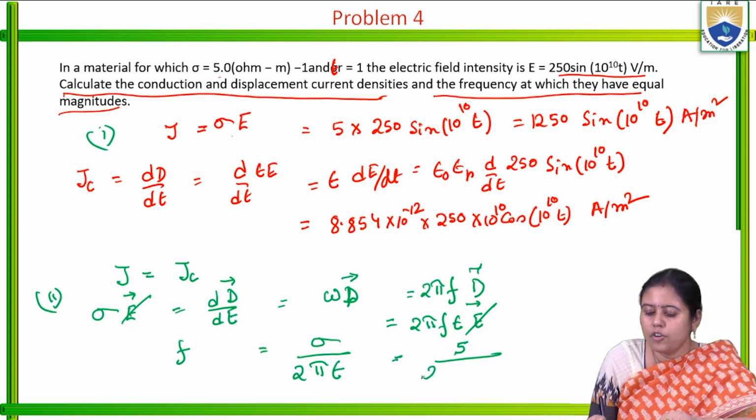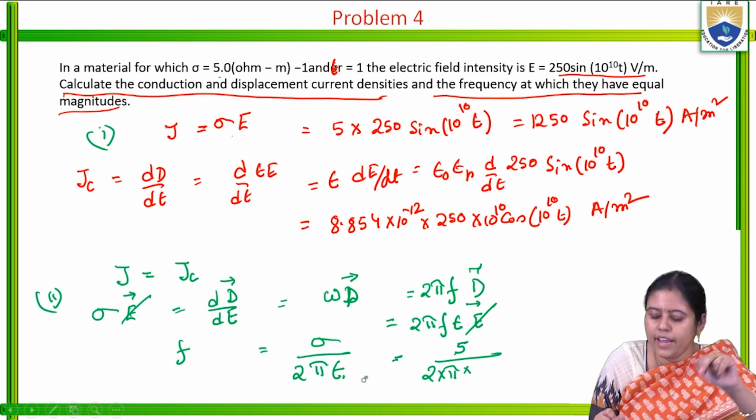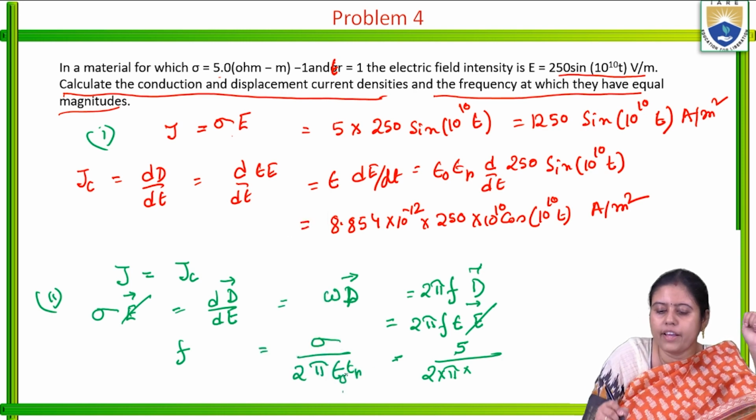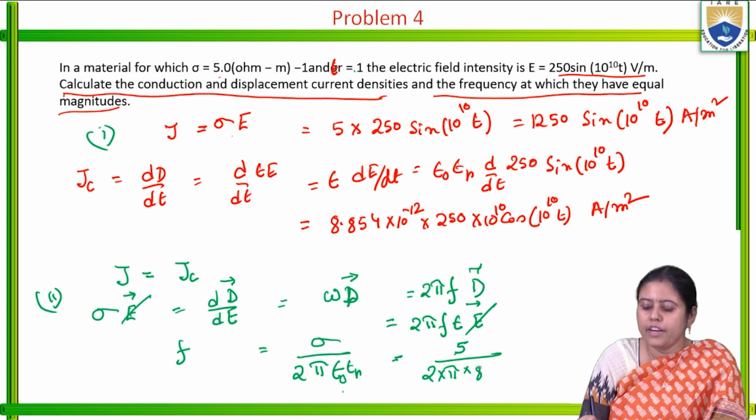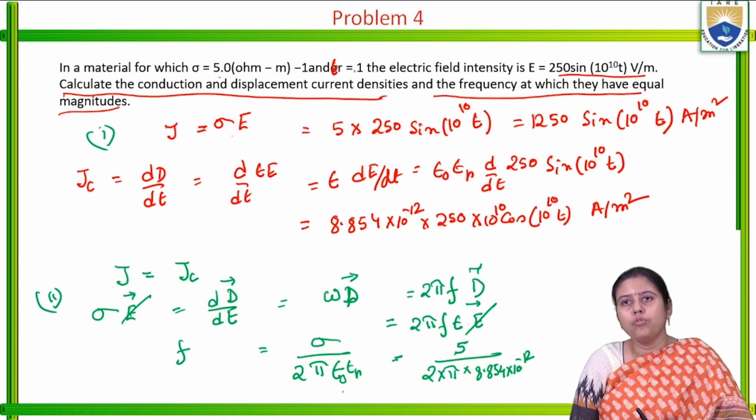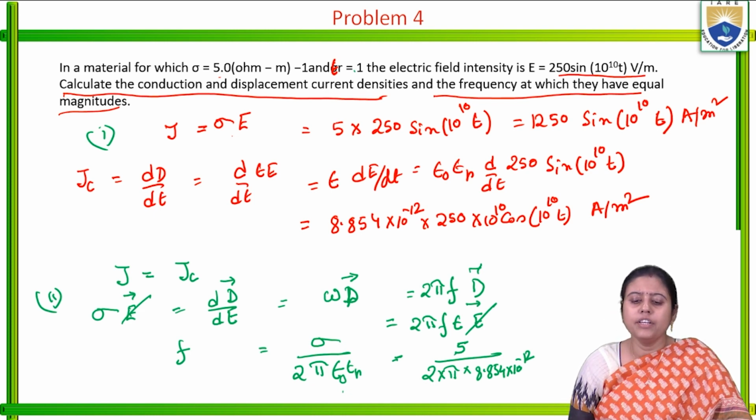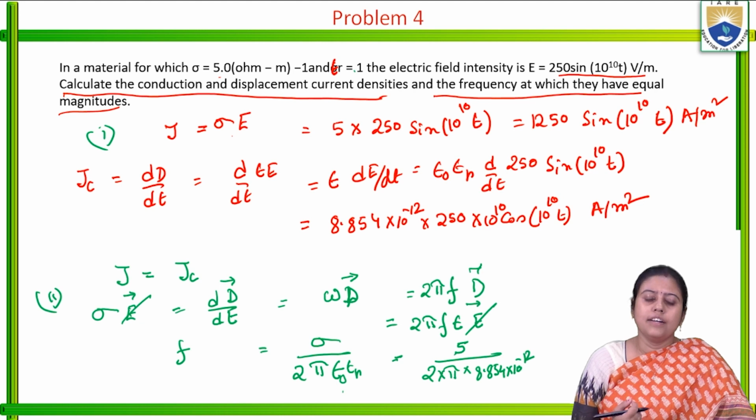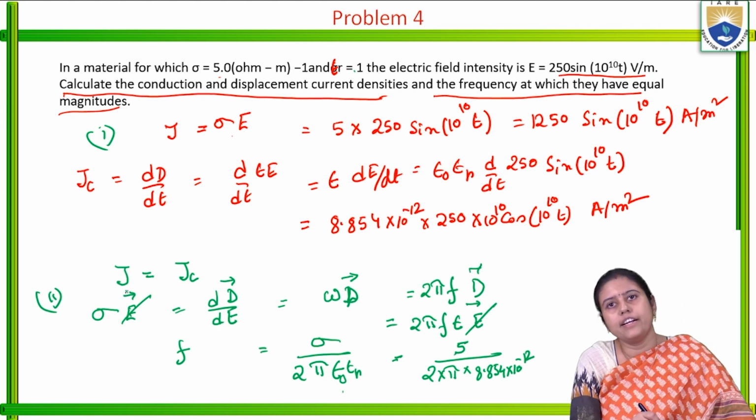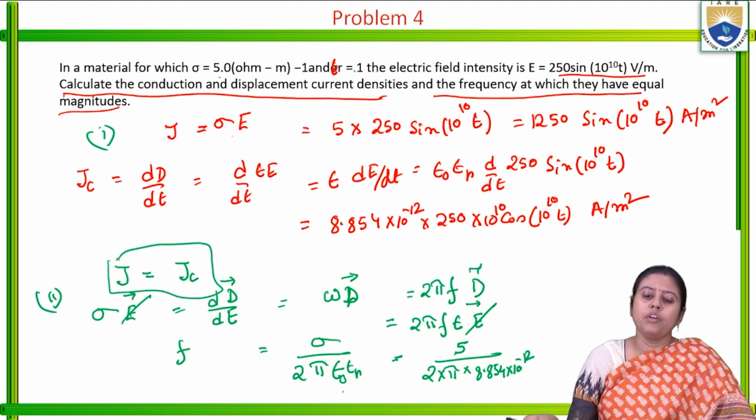Sigma by 2 pi epsilon, where epsilon is epsilon naught epsilon r. Epsilon r is given as 1, so epsilon naught is 8.854 into 10 to the power minus 12. If we solve this, we can get the value of the frequency at which the conduction current density J and the displacement current density both will be equal.